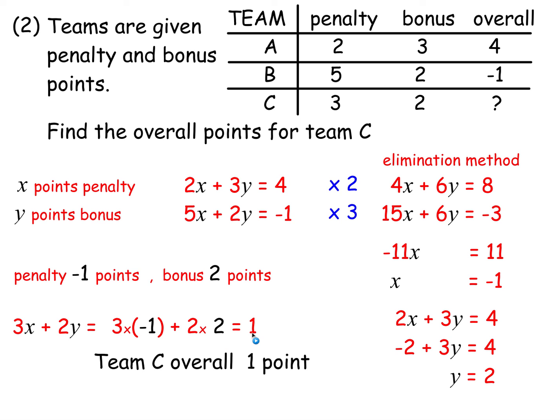So interpret that in terms of the problem. Team C has 1 point. Find the overall points for Team C. Team C's got 1 point. So don't just leave it at this line with 3x plus 2y equals 1. Write down what that means in terms of the problem.